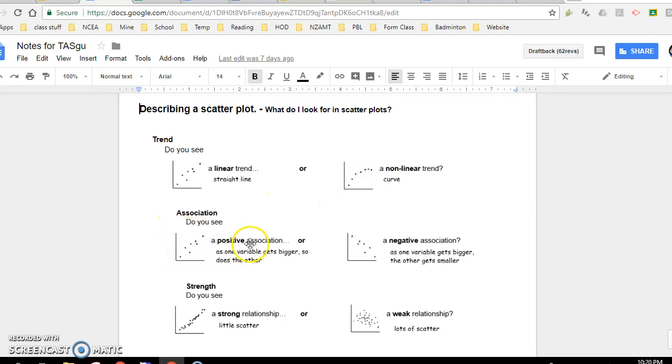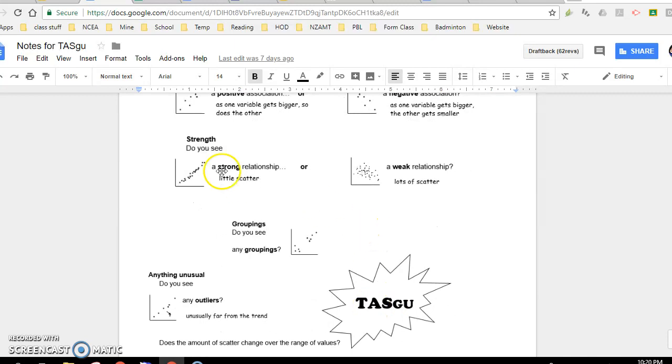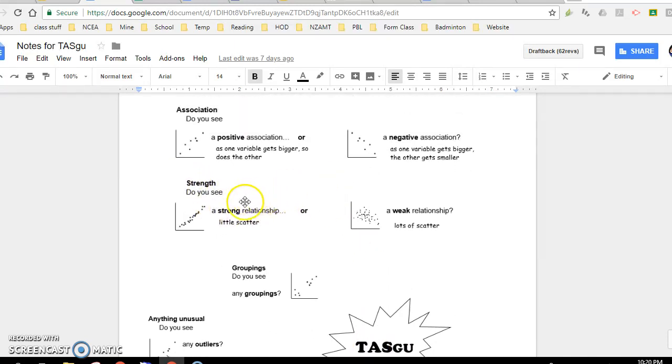Association: has it got a positive association? As one variable gets bigger, so does the other, so it goes from bottom left to top right. Or is it a negative association? As one gets bigger, the other gets smaller. That means it starts in the top left and moves to the bottom right. That's the A, association.